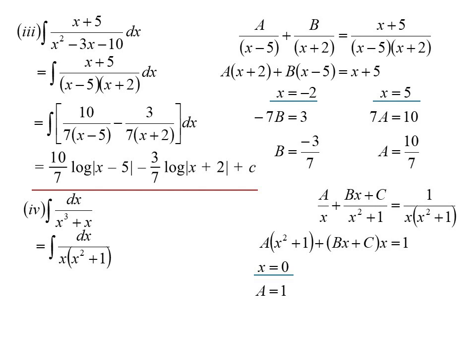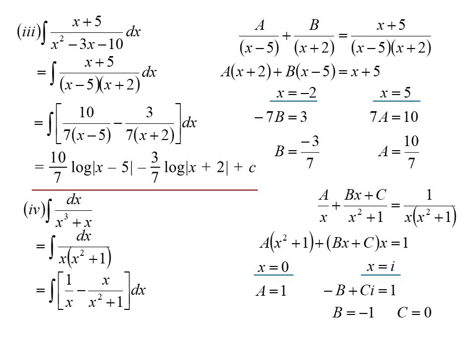A is 1. How do I make the a go away? Well, I can't with real numbers, so let's use an imaginary one. If I make x equal to i, then the a goes away. I end up with minus b plus ci is 1. The real part must equal the real part, the imaginary part must equal the imaginary part. So b is -1, c is 0.